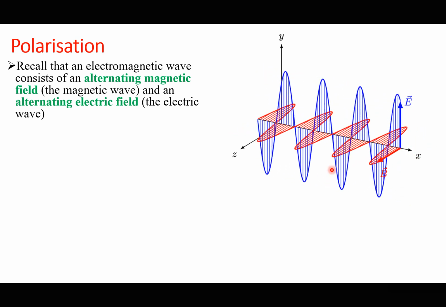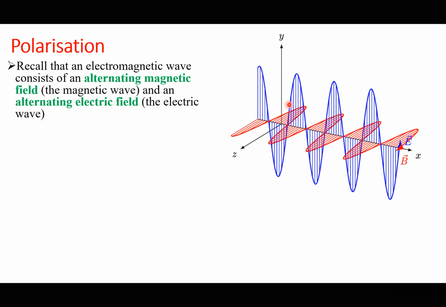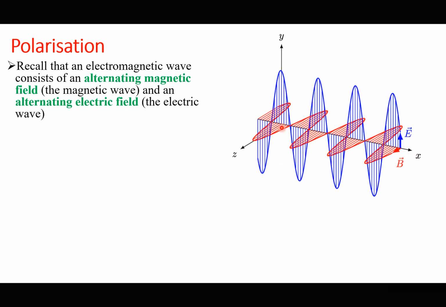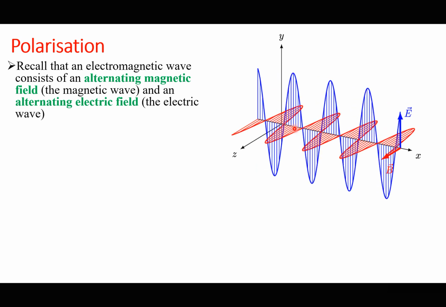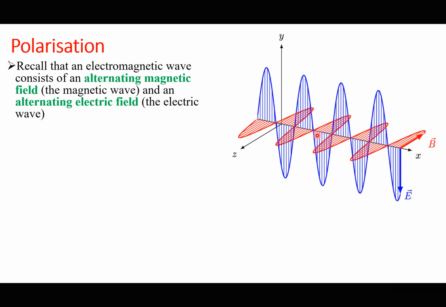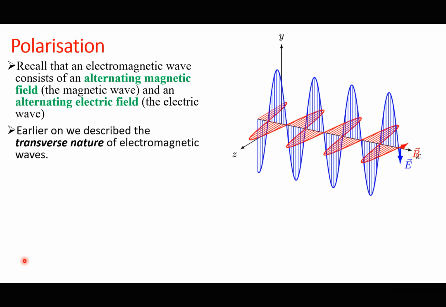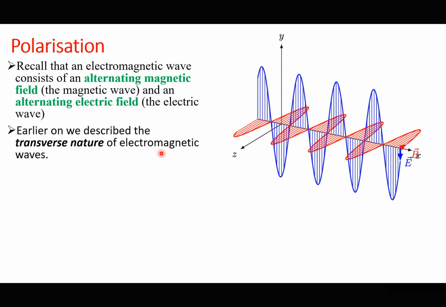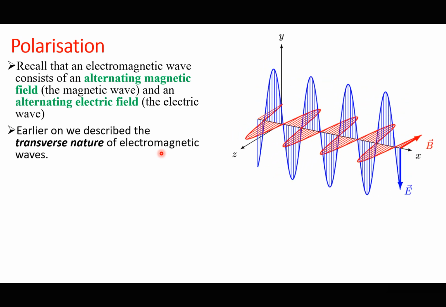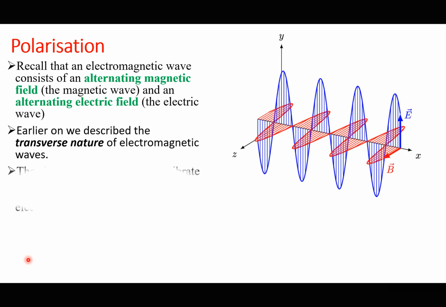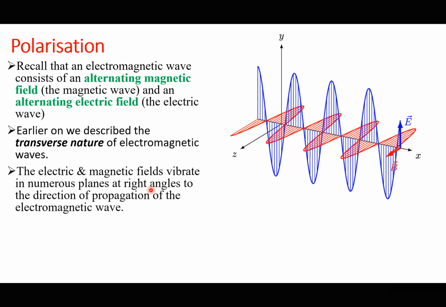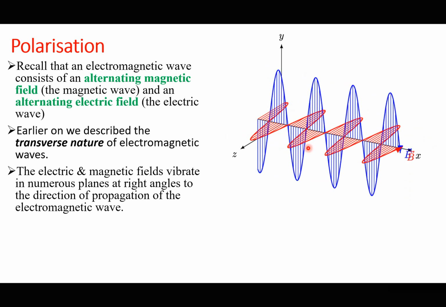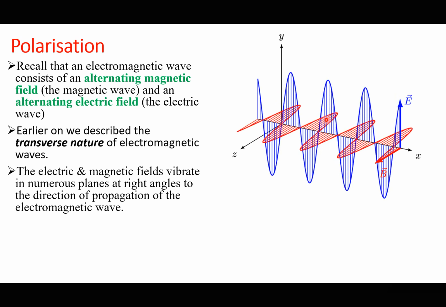So they keep alternating their planes, but they propagate as vibrations which are perpendicular to each other, the electric and magnetic fields are perpendicular to each other, and then they also propagate perpendicular to the direction of propagation of energy. That's why we call this transverse. So earlier on, we described the transverse nature of electromagnetic waves as being made up of electric and magnetic fields vibrating or oscillating perpendicular to each other and also perpendicular to the direction of propagation of the wave energy. So the electric and magnetic fields vibrate in numerous planes at right angles to the direction of propagation of the electromagnetic wave. Although here I only indicated two planes, they oscillate in several planes, but they will always remain perpendicular to each other.